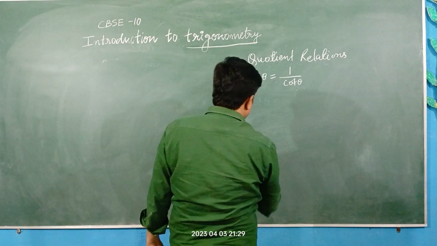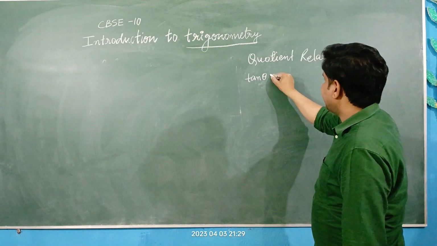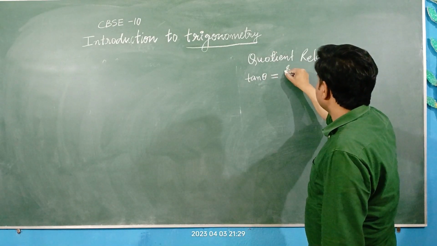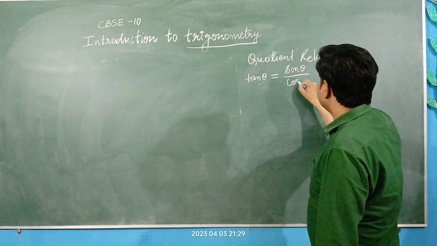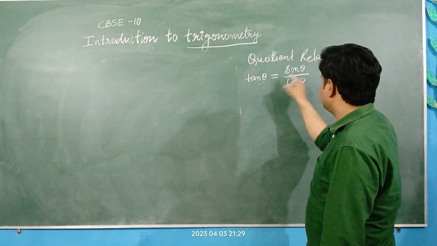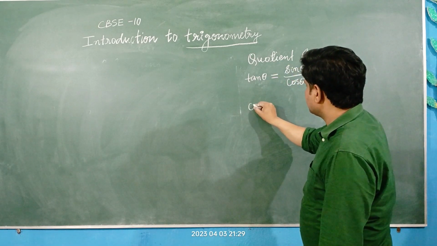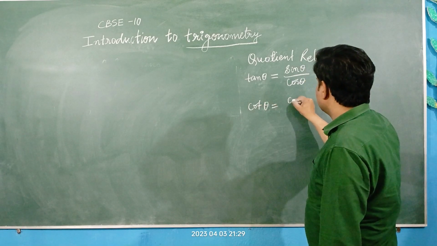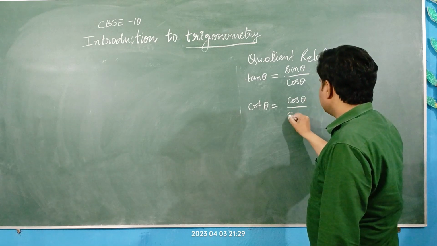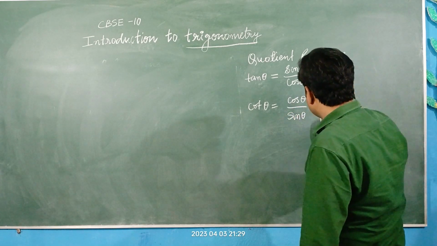Just have a look and I'll tell you also how it comes. So tan theta is actually sine theta upon cos theta. This is the quotient relation of tan, and we also have the quotient relation of cot, as cot theta is cos theta upon sine theta. Well, the proof of these things is not required.